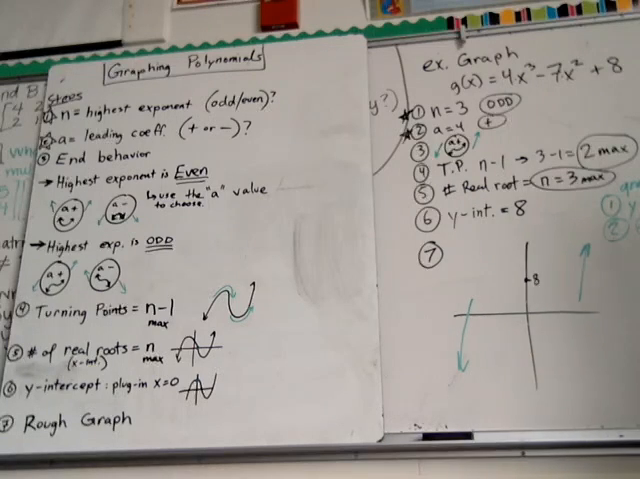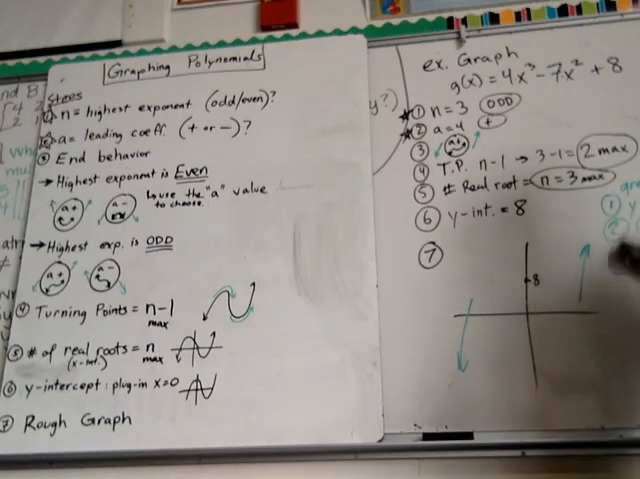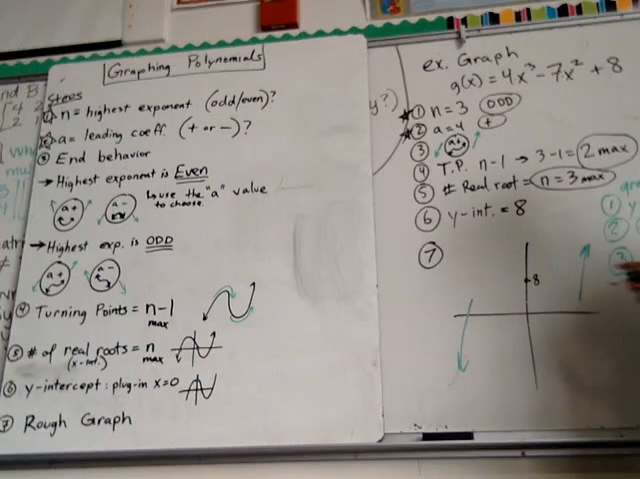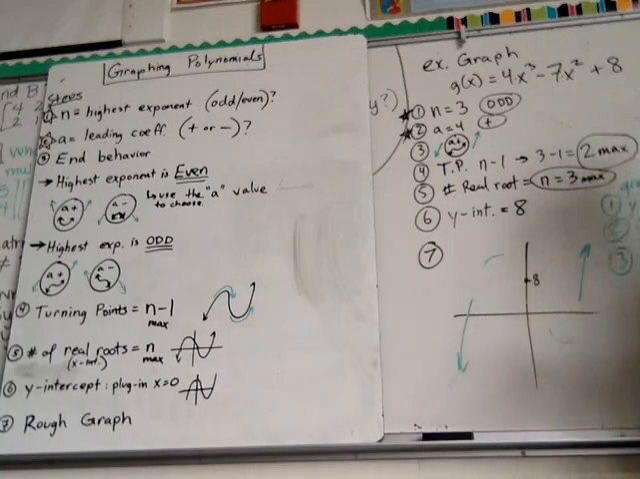Now the next step is, when I look at this, I want to look at probably the turning points first. Turning points, how many do we have? 2 max. So this kind of makes sense, right? I'm thinking that probably it curves here. Maybe it curves up. I'm not sure. I have to think about the next step first.